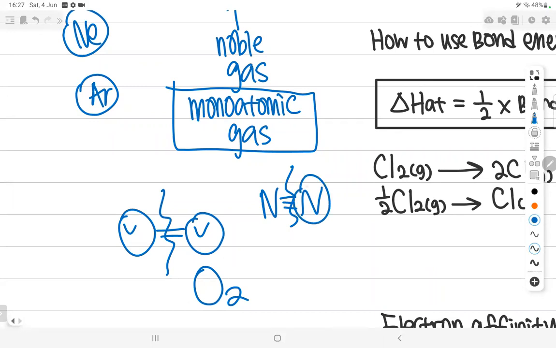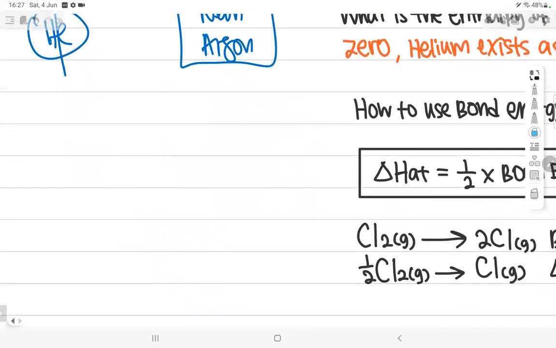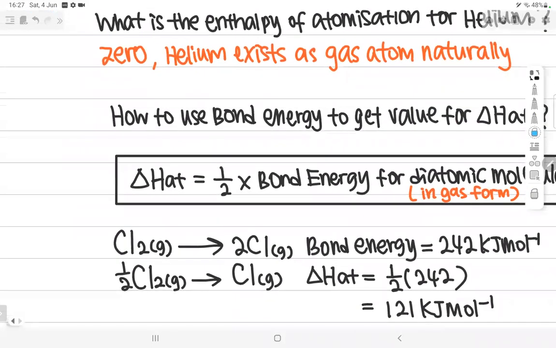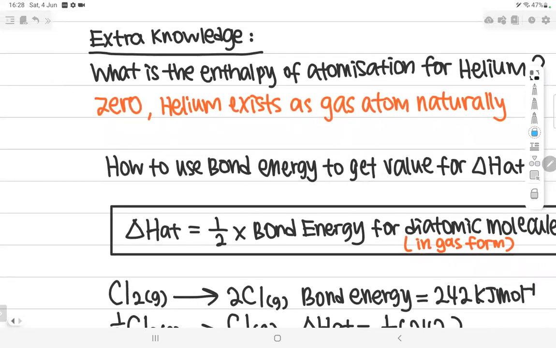But for all the noble gases, they already exist in atom form. They already exist as a single atom. So there's no need for us to use additional energy. We don't need to spend any energy to break the bond. Why would I need to break the bond? They are already gas atoms. They have no bond for me to break. So make sure everyone knows this, yeah? If anything is not clear, please feel free to ask me.